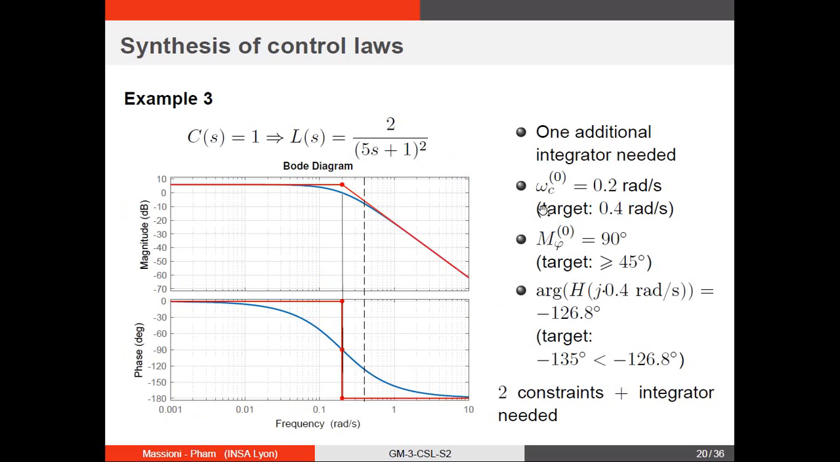So this is the Bode diagram, as you can see over here. If you pick C, the controller, equal to 1, then the loop transfer function is just equal to H. So in order to fulfill the steady state requirement, you need one additional integrator in the loop. So this will oblige us to choose a controller with an I part, so either PI, PID, etc. The desired crossover frequency is 0.4, which is here. Now it is crossing at 0.2, which is not okay.